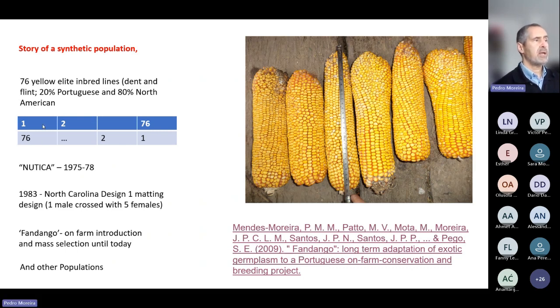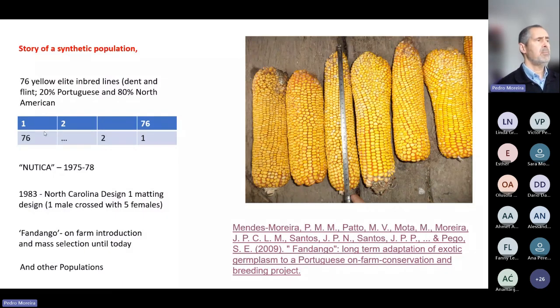Then you can see how the design in the field was done. First, we put each of the inbred lines from 1 to 76, and then the opposite, from 76 to 1, with attention to going from precocity to lateness. So the first one was more early, and the last one was more late.